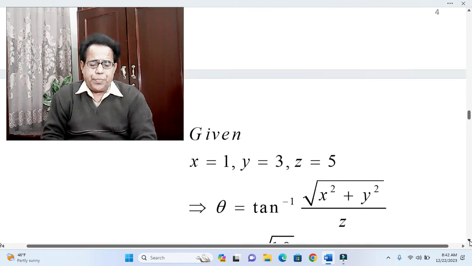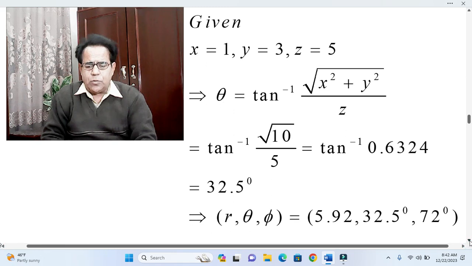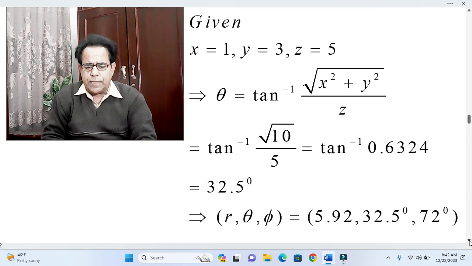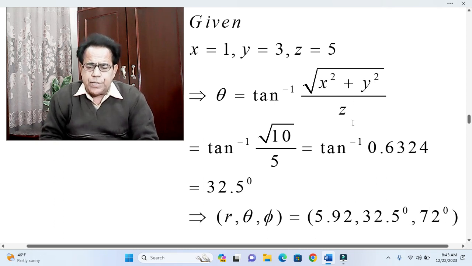Next, x is equal to 1, y equal to 3, z equal to 5. This implies that theta equals tangent inverse of the square root of x square plus y square over z. This becomes equal to tangent inverse of root 10 over 5. This becomes tangent inverse 0.6324, and this becomes equal to 32.5 degree. Here once again, dear students, upper and lower are all positive, so we do not have to make any adjustment.